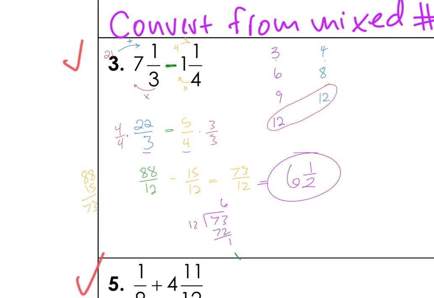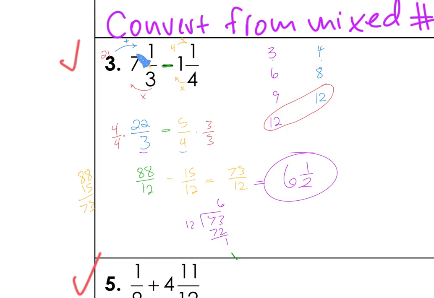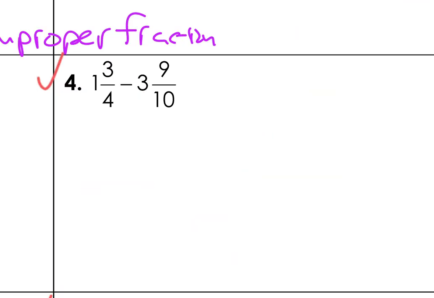Now, I don't know if you saw that coming, given that this was 7 and 1/3 minus 1 and 1/4. Maybe you could see it now, but back up here, I don't know how accurately you would have gotten this. In fact, I technically didn't write the right answer. I left a 1 out. 6 and 1/12.